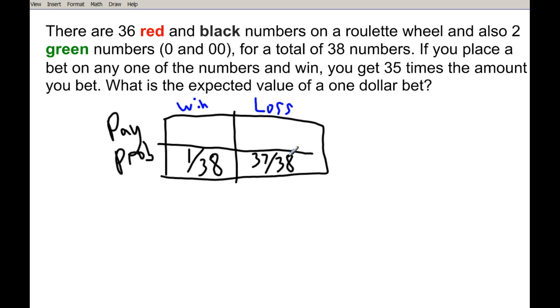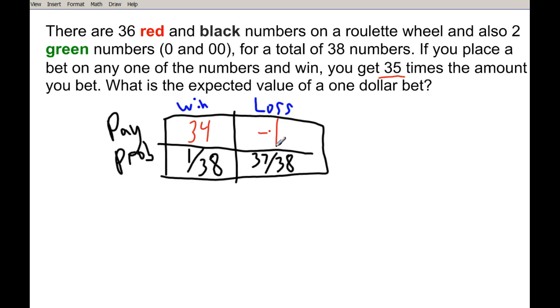Now, the payout you would get. So let's assume you make a $1 bet. You pay $1 to play. So you're down $1 to start with, but if you win, you get 35 times $1 back. So you get $35 back. So that's a net profit of $34. And the loss is, if you bet $1, you don't win any money, so you lose $1.